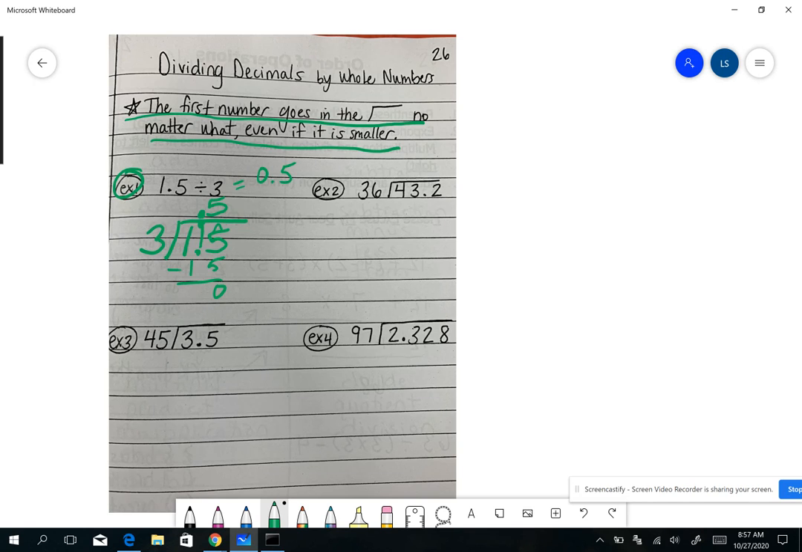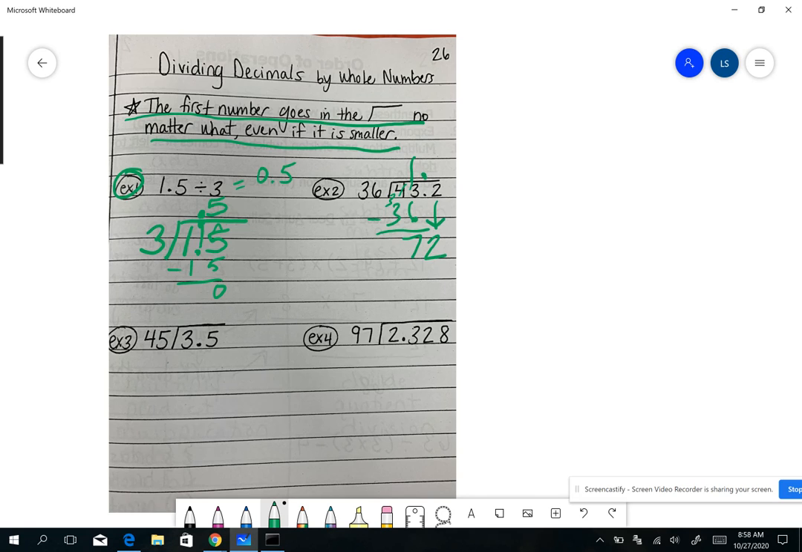Okay, example number 2 is already written out for us. So the first thing you want to do is bring up the decimal point. Can 36 go into 4? No. Can 36 go into 43? Yes, it can go in 1 time. 1 times 36 is 36. We want to subtract here, and you get 7. Bring down the 2.